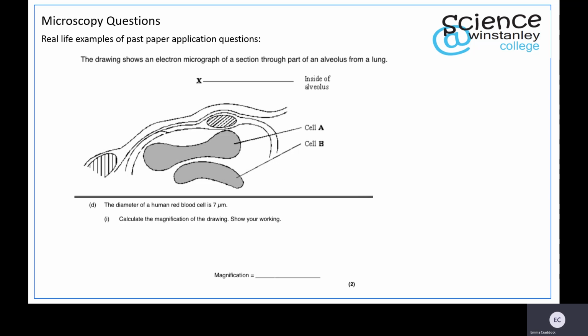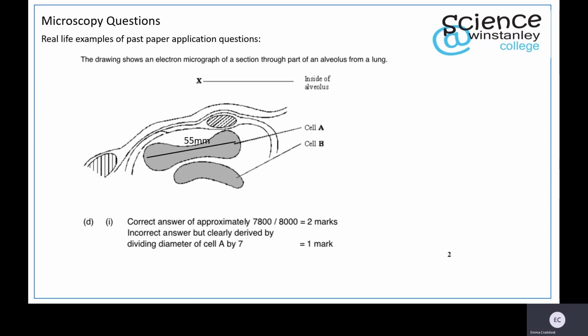So finally, we get to our magnification question. So you can see how it's hidden inside your exam question on red blood cells here. So it says the diameter of a human red blood cell is 7 micrometers. So calculate the magnification of a drawing and show your working. If you were doing this for real, you would measure the diameter of your red blood cell. But I have done it for you. So I have measured the diameter, which is the widest part across of your red blood cell. And that's 55 millimeters. So work it out from there. Pause the video and have a go at working out what the magnification of that drawing is.